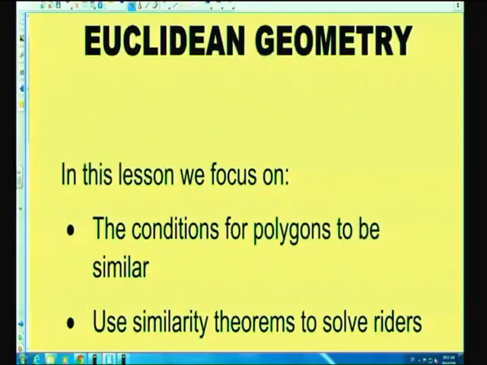Today we're going to be looking at Euclidean geometry, and in particular we're looking at the conditions for polygons to be similar, and secondly to use similarity theorems to solve riders. So let's go now and have a look at these theorems and discuss how we go about them.